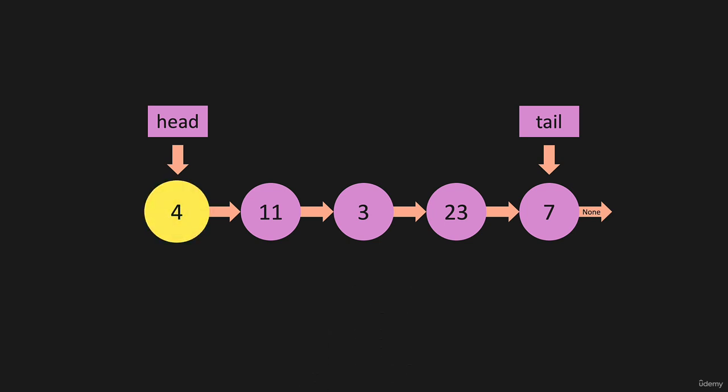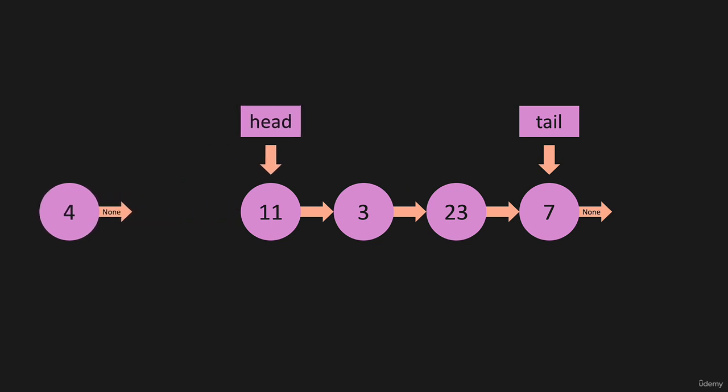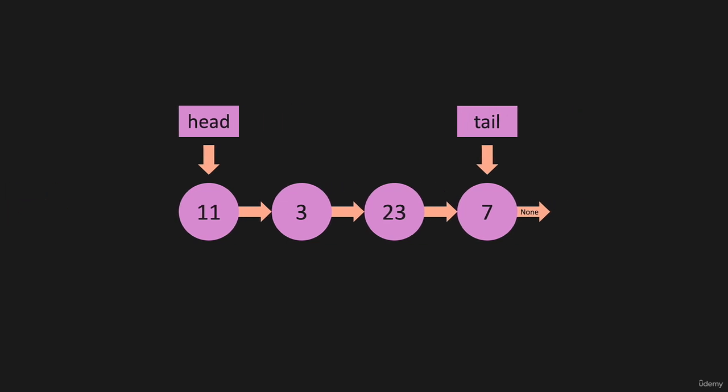Now let's look at removing that 4 node. The first thing we need to do is have head point at that 11 node. We can do that by saying head is equal to head dot next, and that moves that over. And then we remove that item from the linked list. Once again, this is going to be O of 1 because it doesn't matter how many items we have in the list, it's the same number of operations to remove that.